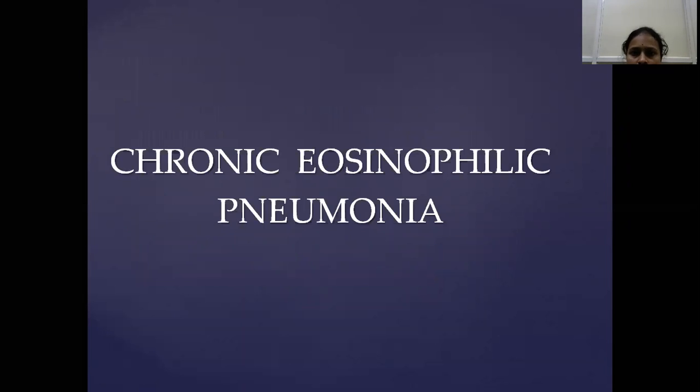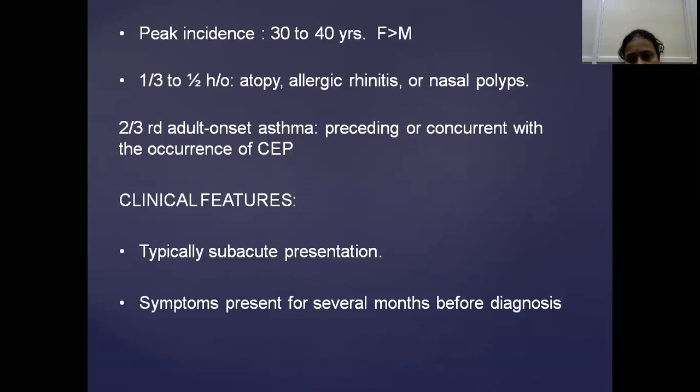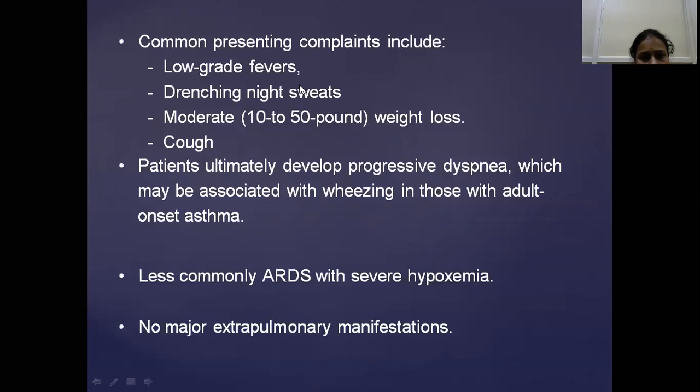Then coming to chronic eosinophilic pneumonias. Chronic means present for several months. Symptoms present for several months before coming to consultation. In chronic eosinophilic pneumonias, the peak incidence is between 30 to 40 years.